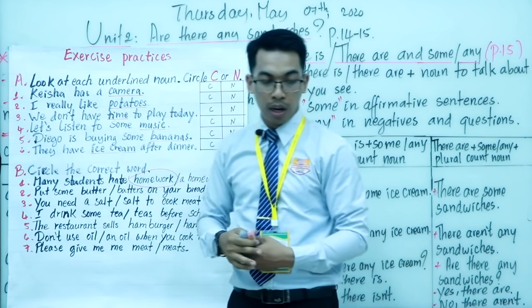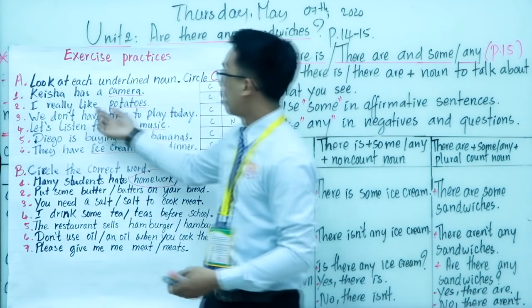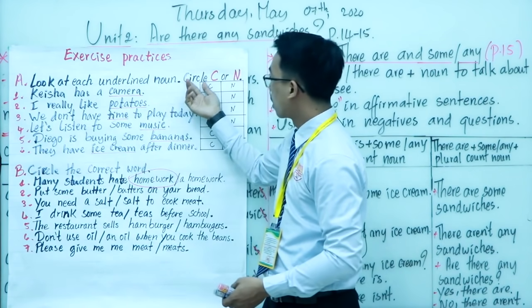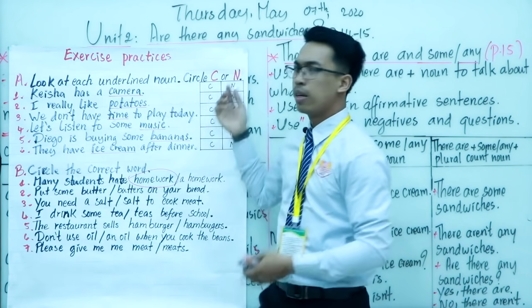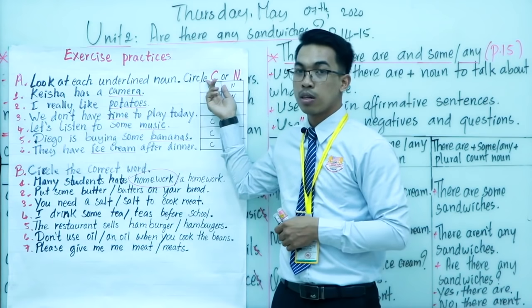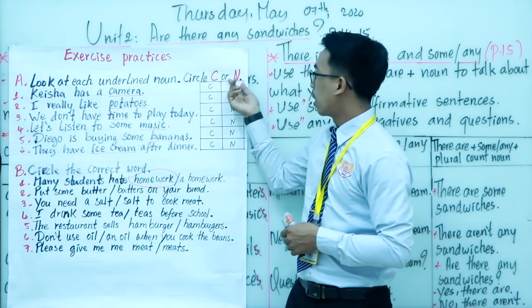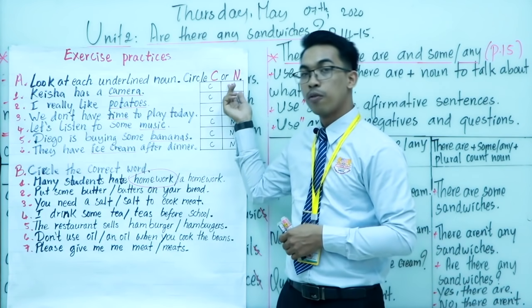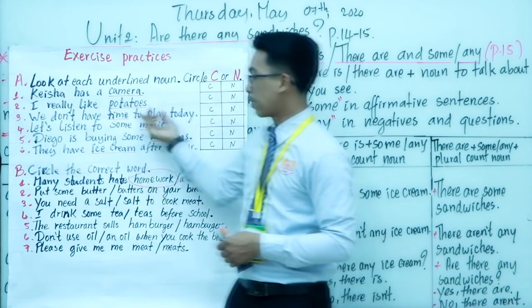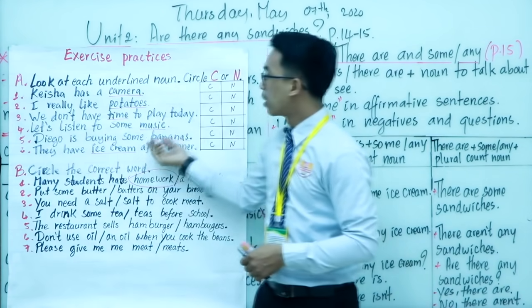Okay, so in section A, look at each underlined noun, circle C or N. What does C stand for? So C stands for count noun. And how about N? N stands for non-count noun. Good. So we also have six sentences.